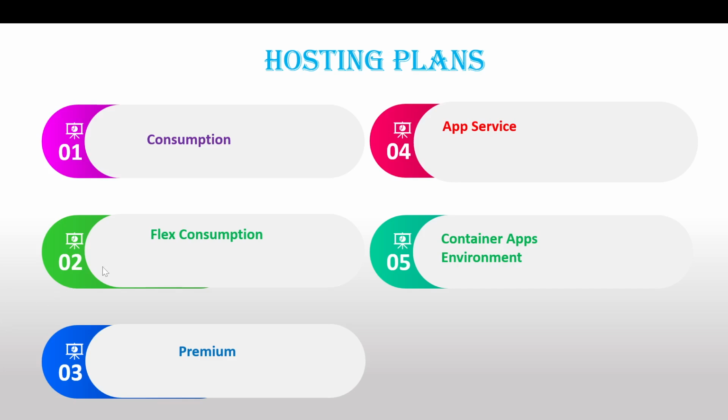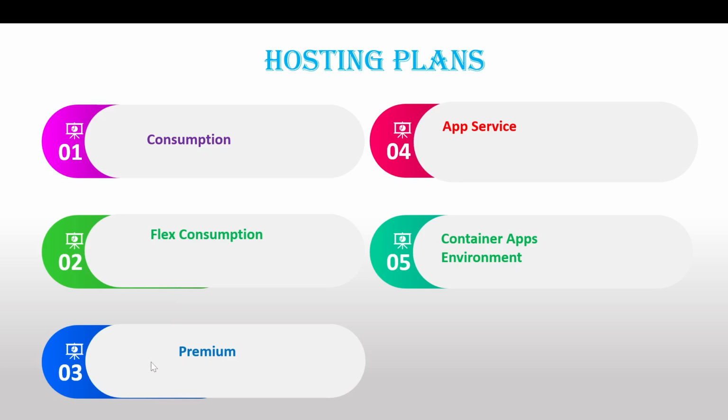Second one is the flex consumption. This is a little better than the consumption. Based on the consumption only, you will be charged. But another benefit here is that you will have high scalability and better performance. And in this particular plan, you have a provision of selecting the RAM for each function app instance. It could be 2 GB or 4 GB. So that flexibility you will have in the flex consumption plan.